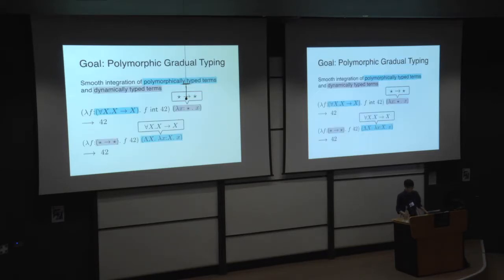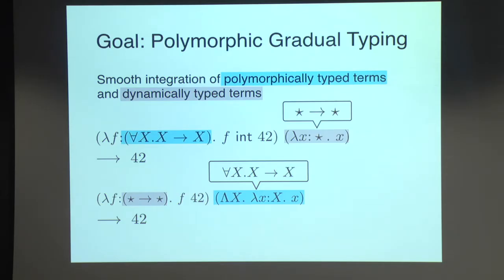Okay, our goal is polymorphic gradual typing. It aims at smooth integration of polymorphically typed terms and dynamically typed terms. So the most motivating examples are the displayed ones. In the first case, a dynamically typed function is passed to the polymorphically typed context, and the second example is the opposite. Our language enables such flexible integration.